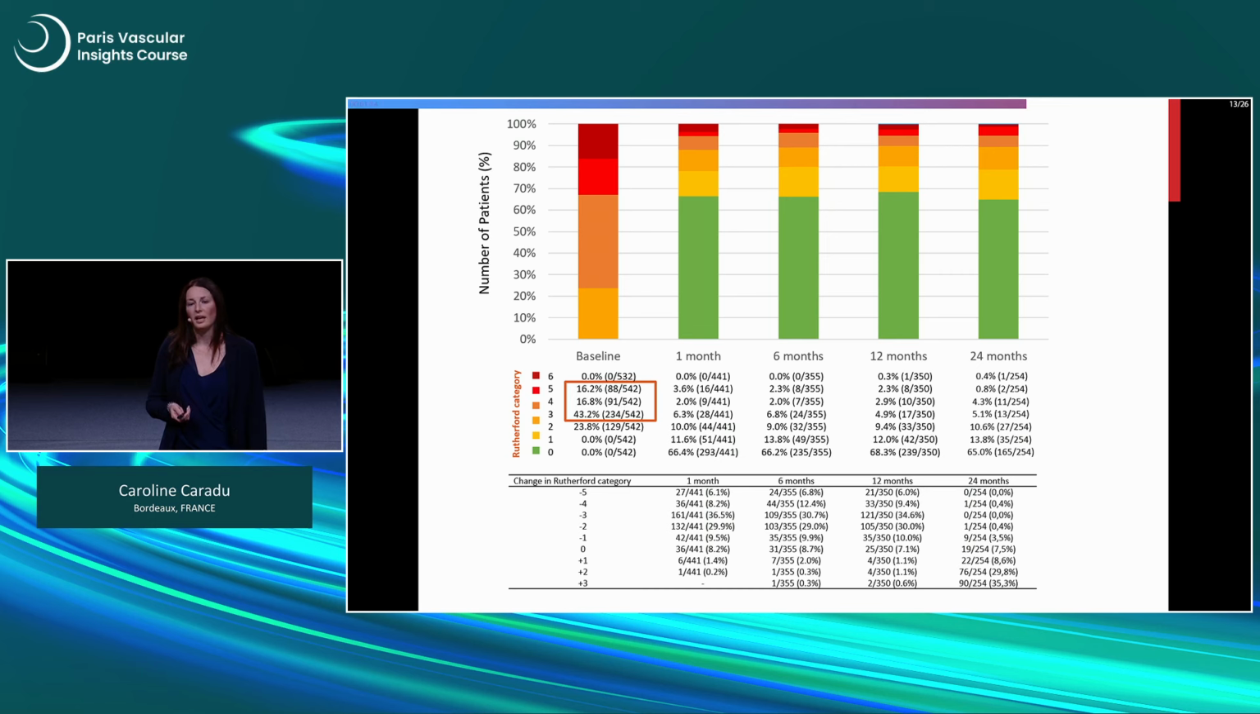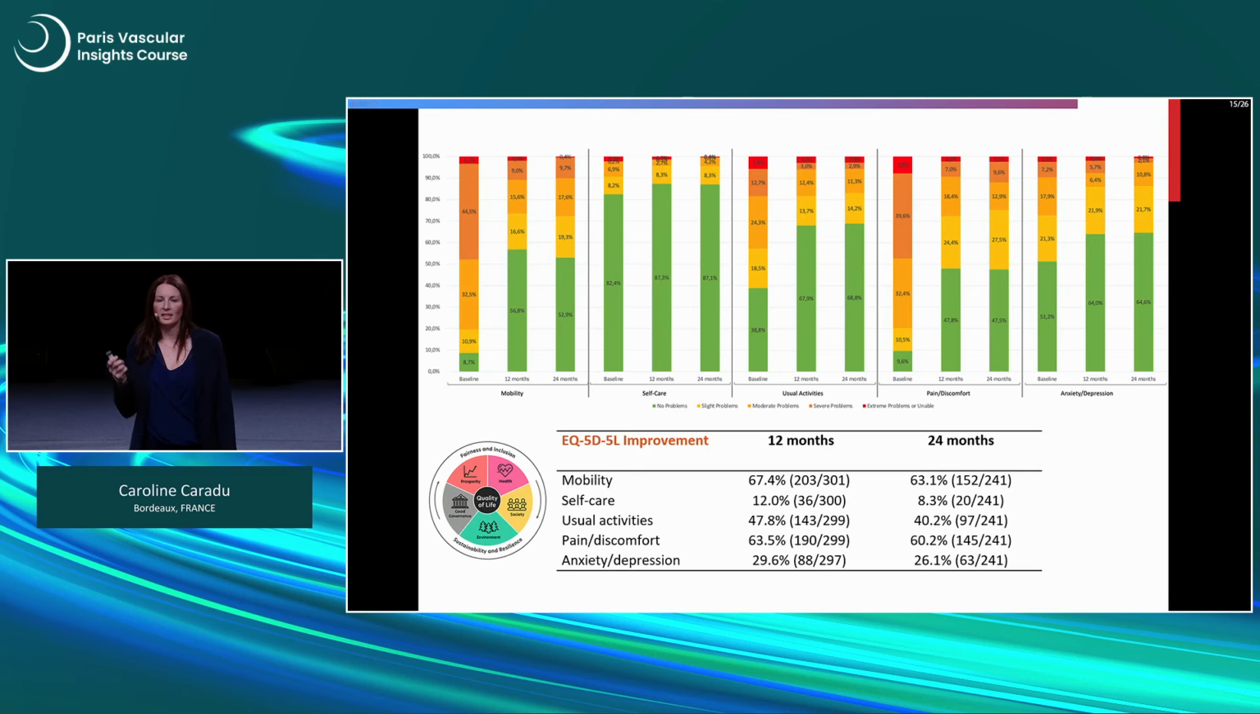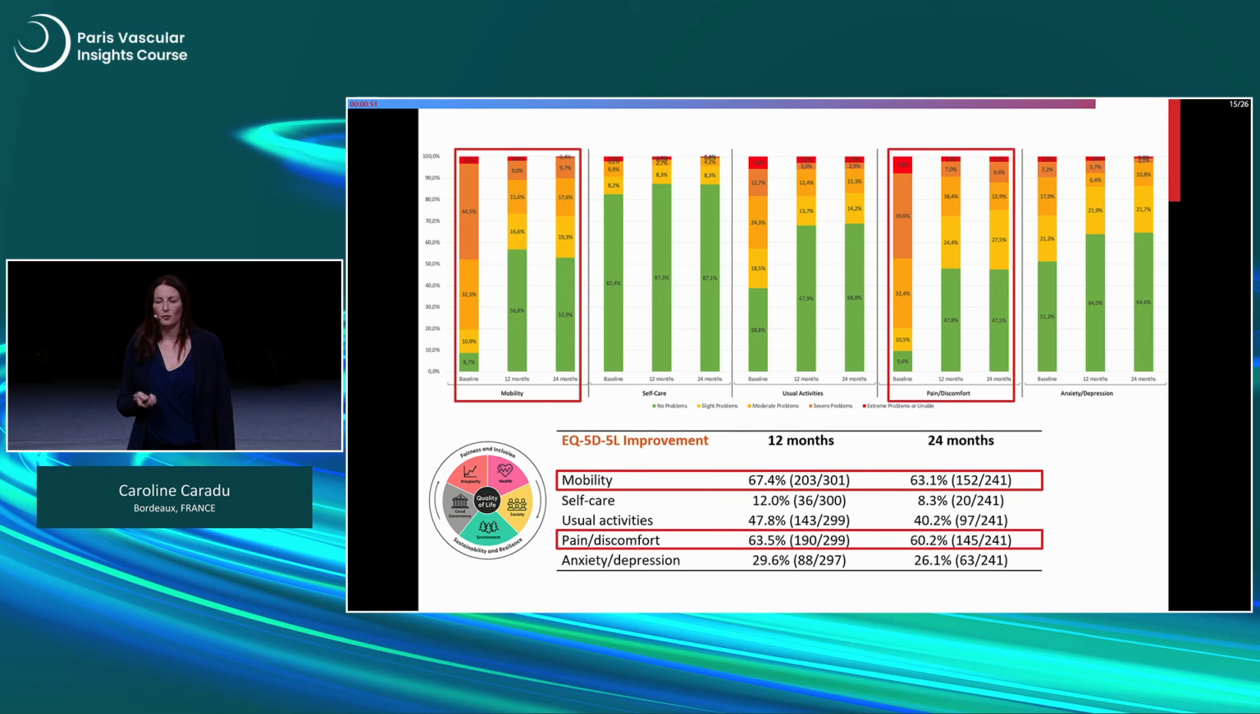the procedure, and the results were actually maintained all the way to 2 years in terms of Rutherford category, and also in terms of walking impairment questionnaire for the claudicants, in terms of distance, in terms of speed, or also stair climbing ability. And as well in terms of quality of life improvement, especially in terms of mobility and in terms of improvement of pain or discomfort.